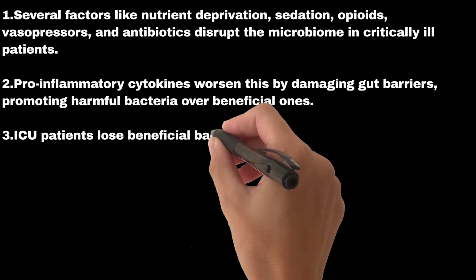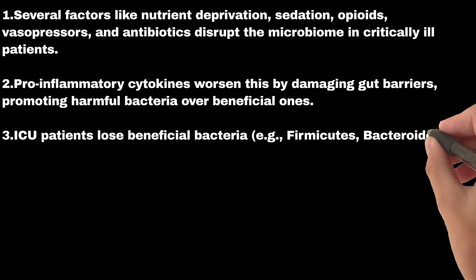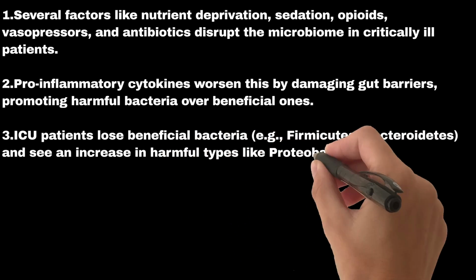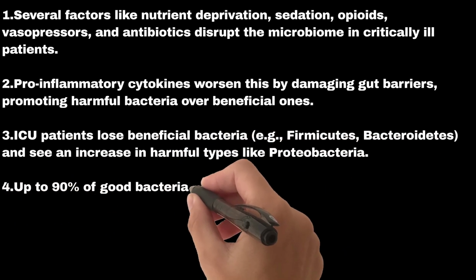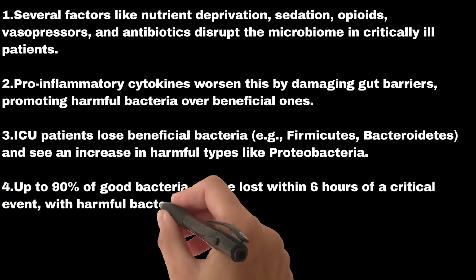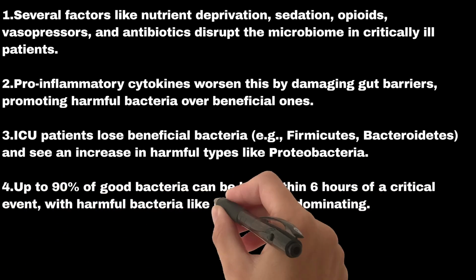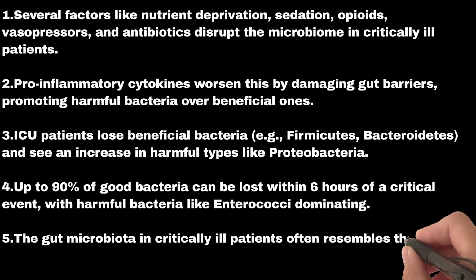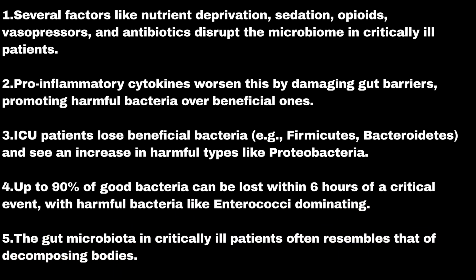ICU patients lose beneficial bacteria, like firmicutes and bacteroidetes, and see an increase in harmful types like proteobacteria. Up to 90% of good bacteria can be lost within 6 hours of a critical event, with harmful bacteria like enterococci dominating. The gut microbiota in critically ill patients often resembles that of decomposing bodies.